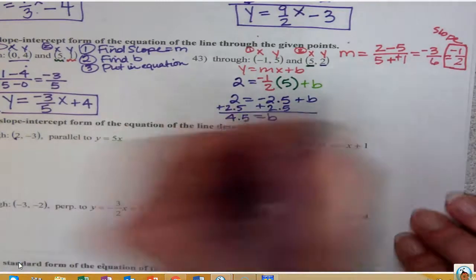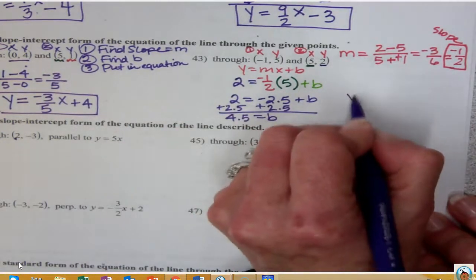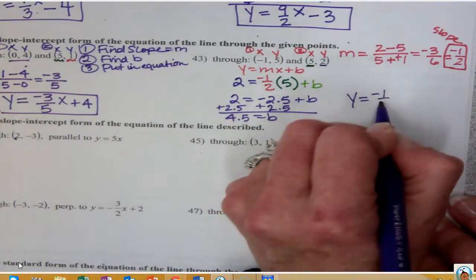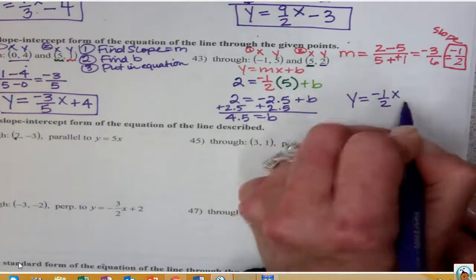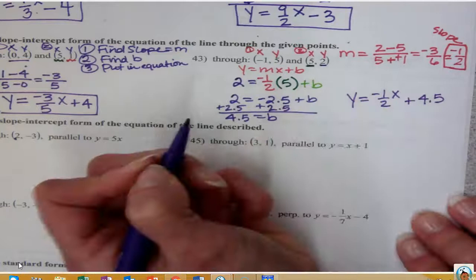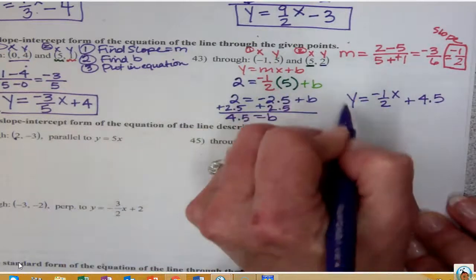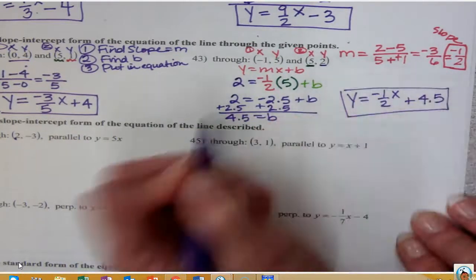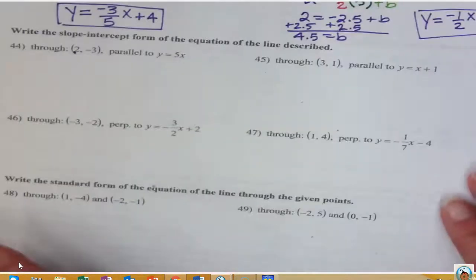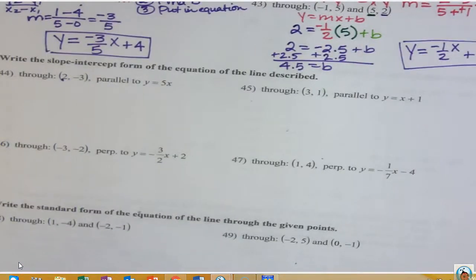So my equation is going to be y equals my slope, negative 1/2 x plus 4.5. Either way. Okay? Let's stop this video and we'll be done with this one for now and then go on to video 3.